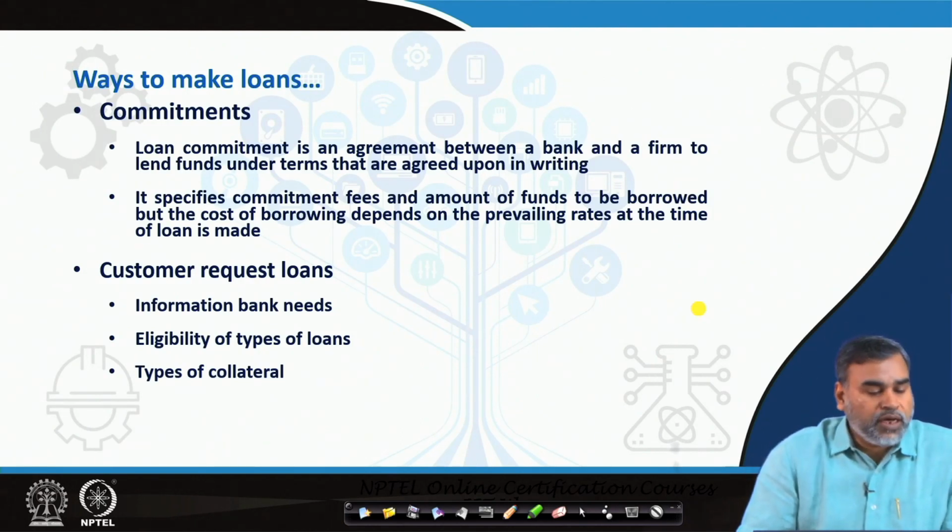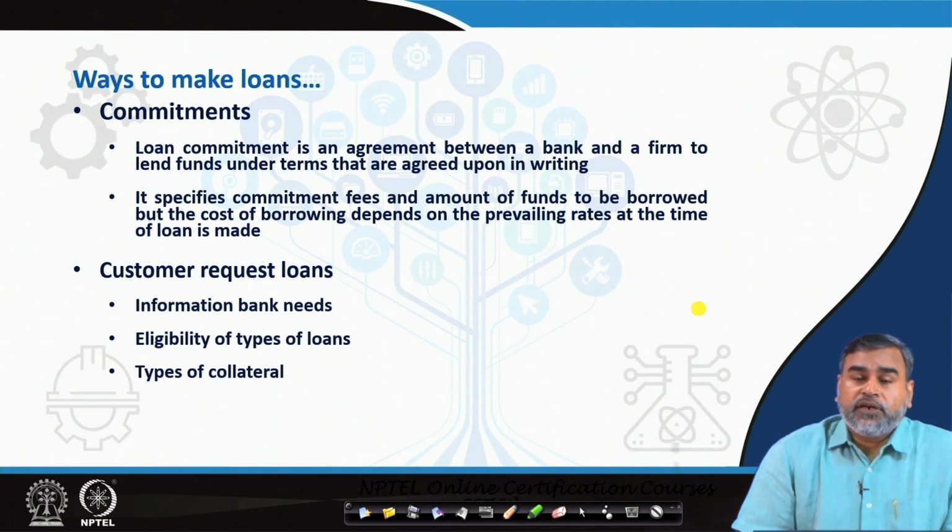Then we have the customer request loan, a customer which is more known or more relevant in the banking sector. Whether it is a business unit or an individual entity, when they request a loan, it has been observed that in most cases the loans can be denied. What is the reason that loans are denied? The loans are denied because either the customer has not provided the information that the bank needs about that customer to provide the loan, that is number one.